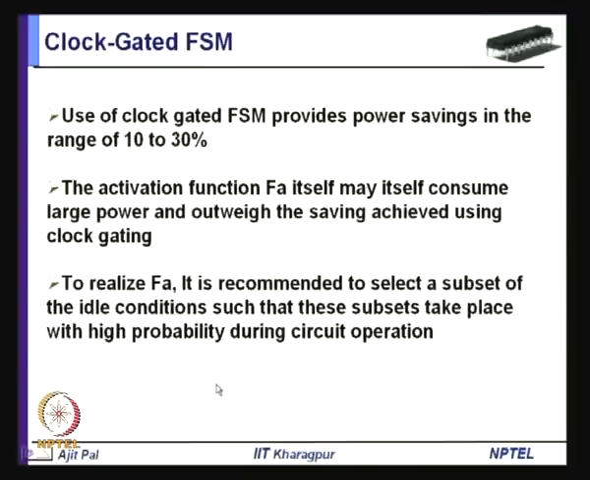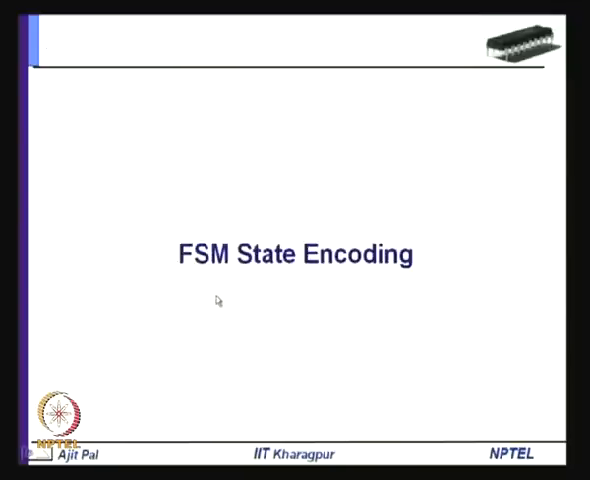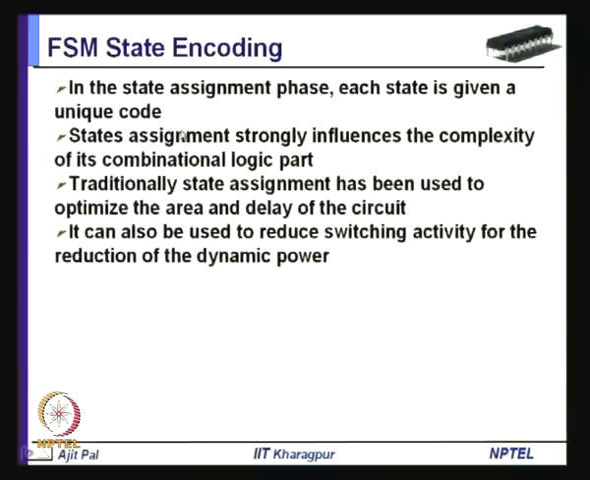Okay. Now, let us consider another example related to finite state machine, that is finite state machine state encoding. I have already discussed finite state machines and why, when and how state encoding is done. As you know, in the state assignment phase, each state is given a unique code, and state assignment strongly influences the complexity of its combinational logic part. And traditionally, state assignment has been used to optimize the area and delay of the circuit.